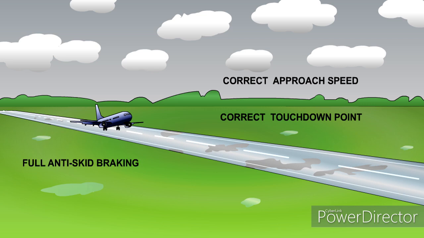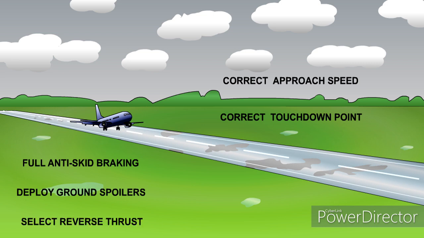Full anti-skid braking should be applied immediately after touchdown. Do not use cadence braking. That is to say, do not pump the brake pedal up and down. The ground spoilers should be immediately deployed, not so much for their stopping assistance, but more for the fact that they dump the lift from the wings, putting more weight on the wheels, allowing the brakes to operate more efficiently. Finally, reverse thrust should be selected without delay.